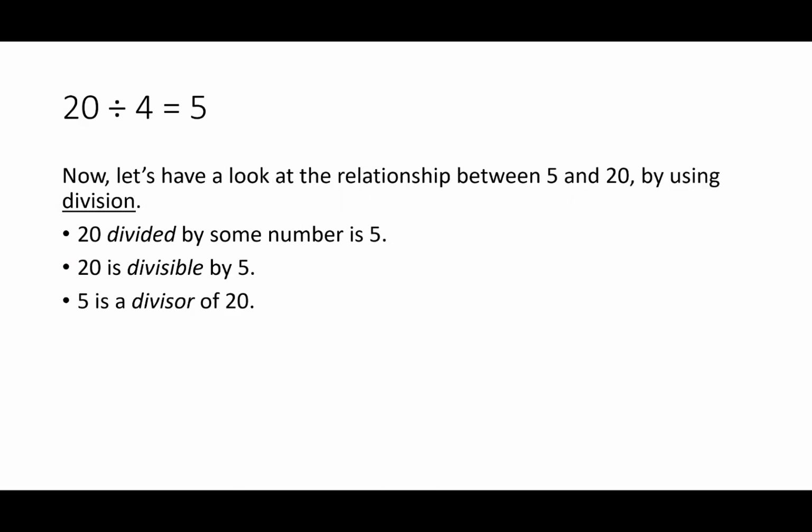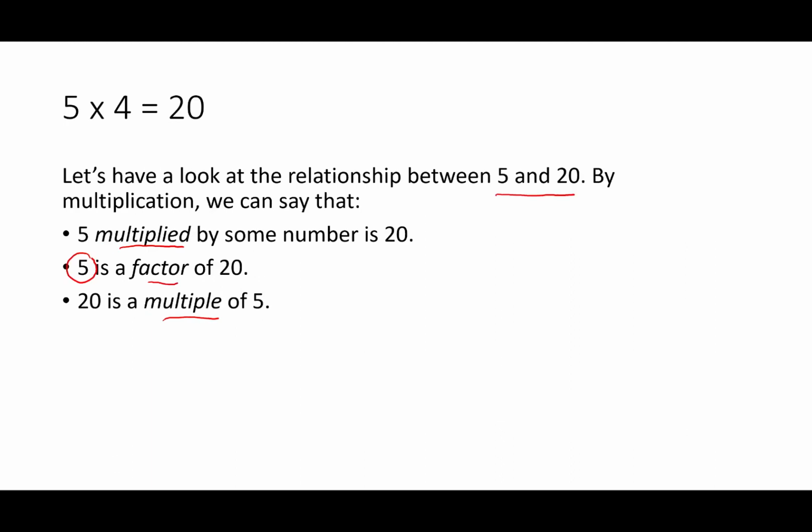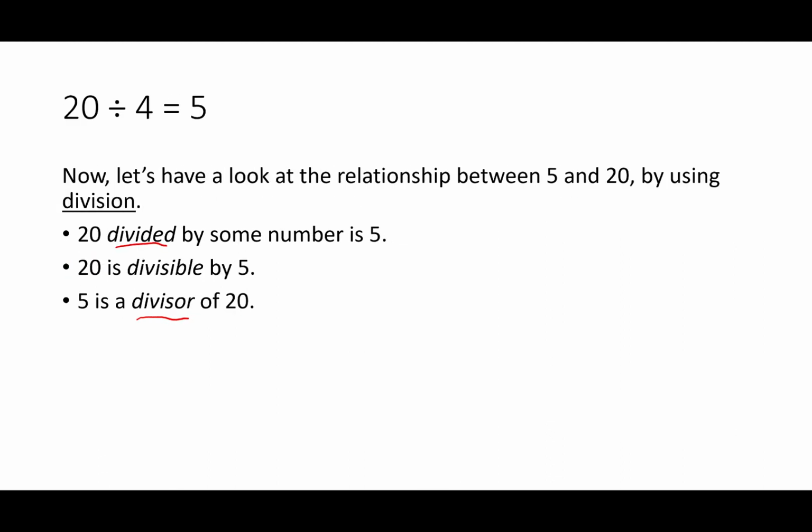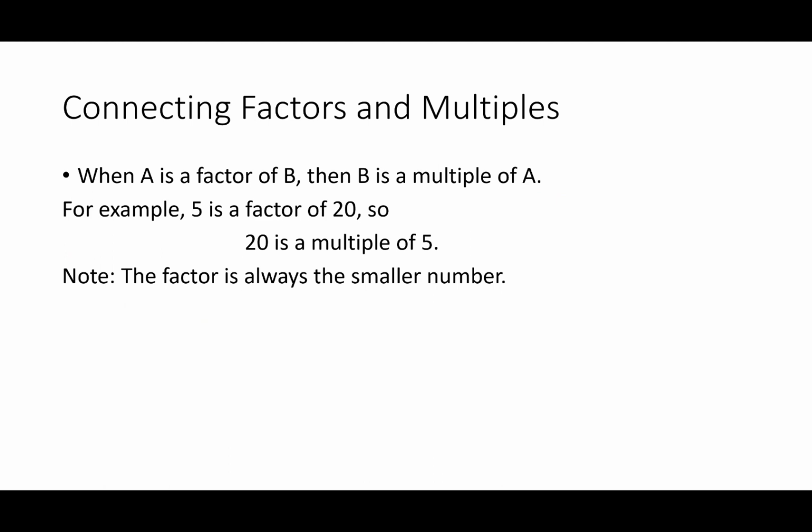How about from division? Let's look at the relationship between 5 and 20. Now we can say that 20 divided by 4 is 5. So the keyword here is divided. In this case, 20 is divisible by 5, meaning that it can be divided by 5, and 5 is a divisor of 20. So you can see that multiplication and division are inverse operations.